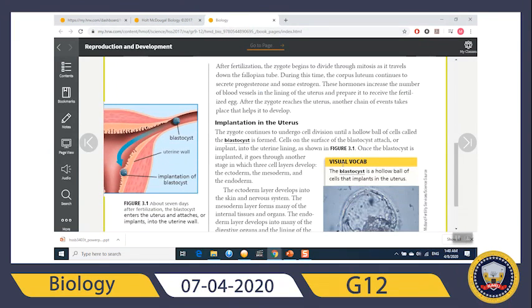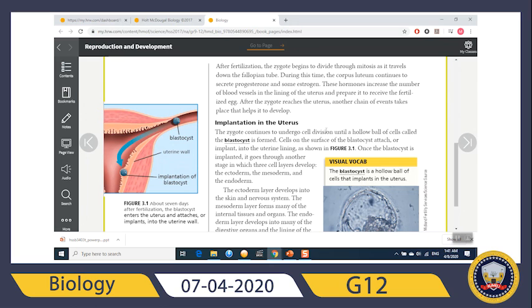Now, after fertilization, the zygote begins to divide through mitosis, and it travels through the fallopian tube. A number of hormones will continue to be secreted via the corpus luteum, like progesterone and estrogen. These hormones will increase the lining in the uterine wall and make it thicker for implantation.